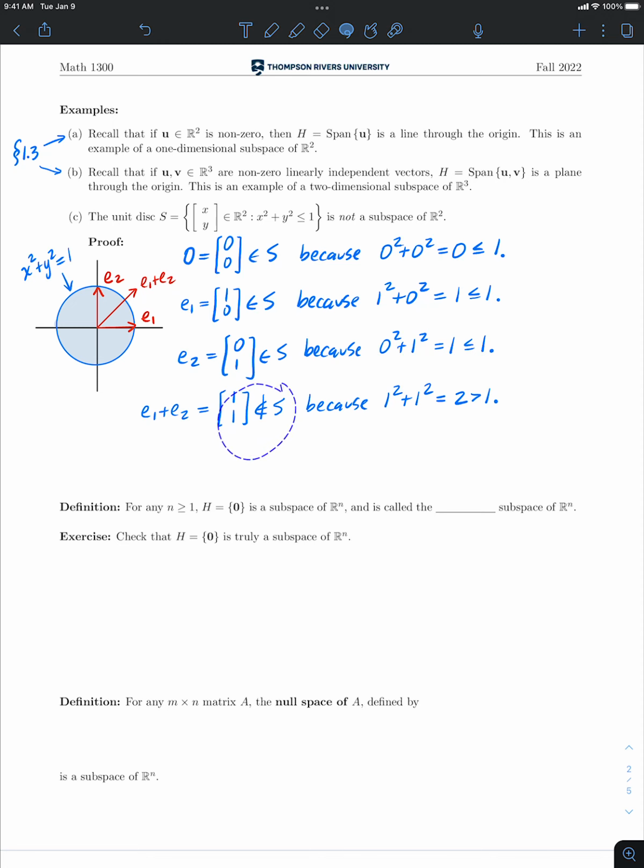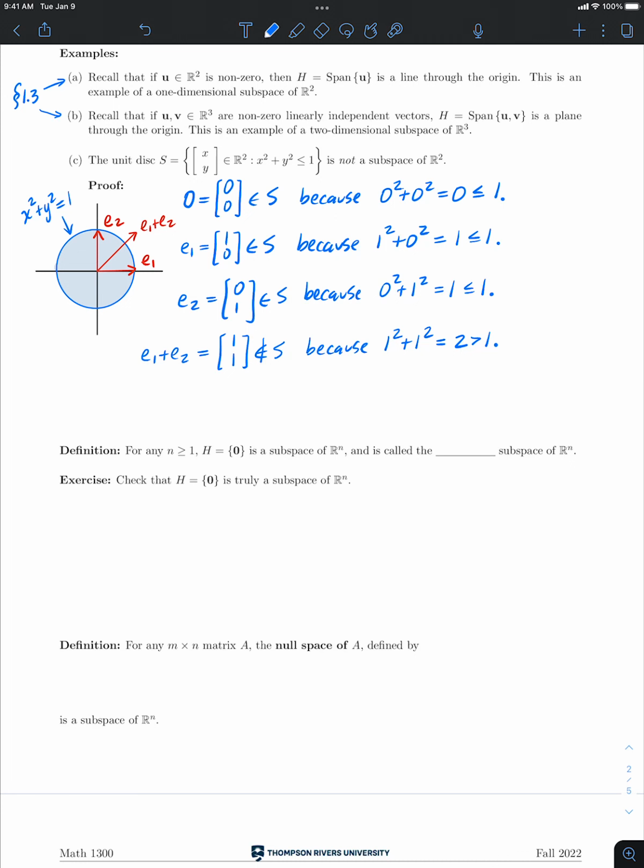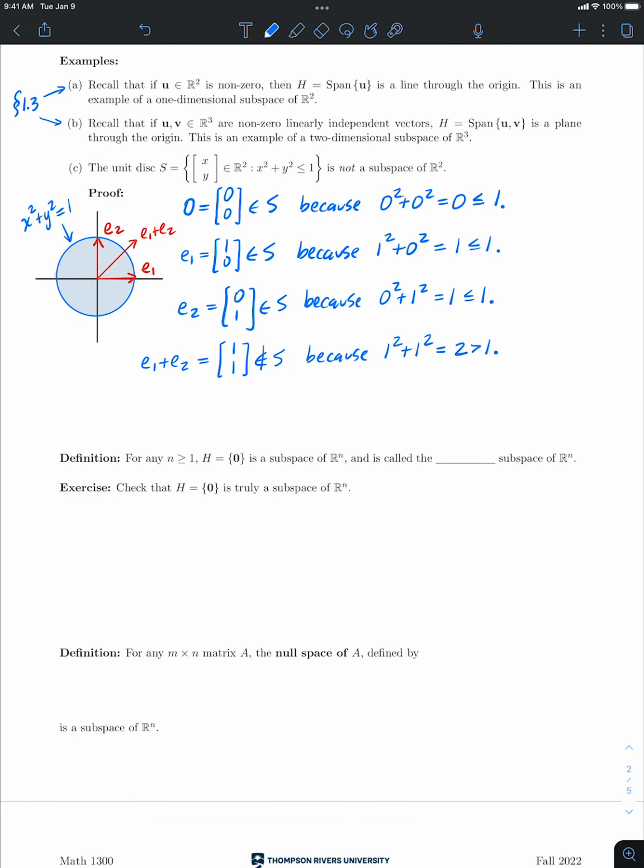So property 2 fails. Here you've got two particular vectors that are in the set S, E1 and E2 in this case, but their sum is not in the set. So for that reason, we don't need to now go check property 3. Now we know condition 2 fails, so it doesn't matter whether property 3 is satisfied. This is not a subspace because if it were a subspace, it would satisfy all 3 conditions. So we can say, therefore, S is not a subspace of R2. It is a subset of R2, but not a subspace of R2.